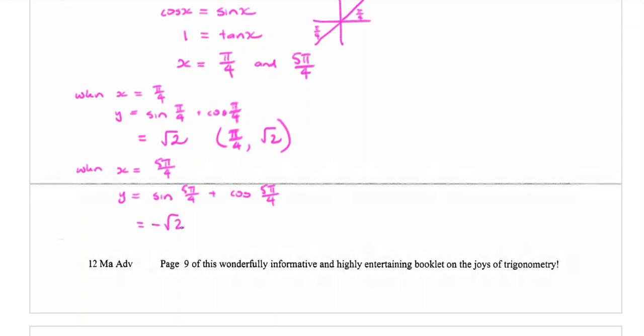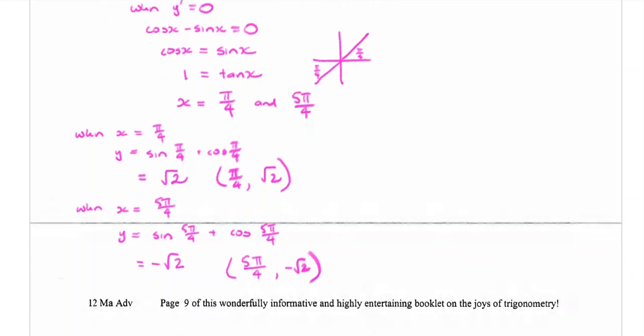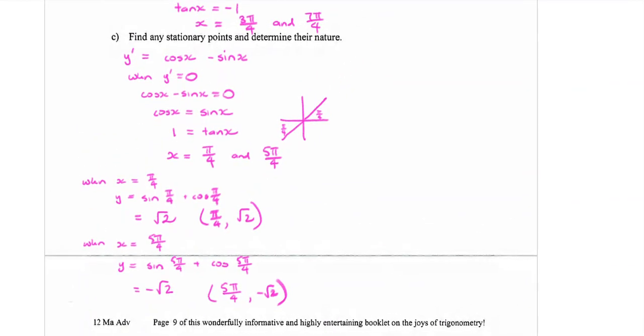Negative root 2. Okay, so my second point is 5 pi over 4, negative root 2. I'm still not done, because let's go back to the question. The question was, find the stationary points, done that, these are the stationary points, and determine their nature.